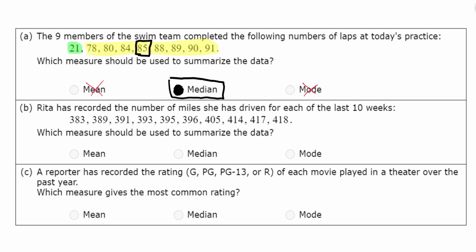Alright, let's look at letter B. Letter B says, Rita has recorded the number of miles she has driven for each of the last 10 weeks. So looking at this data, I can see we have numbers that range from 383 all the way up to 418. So a lot of these numbers are pretty close to each other. I don't see any outliers, right? Any numbers that are way out of the data. An outlier would be something like, let's say we got 100 recorded for the mileage, or like 700. So all these numbers are pretty close to each other, right? They don't seem like any numbers stand out to you.